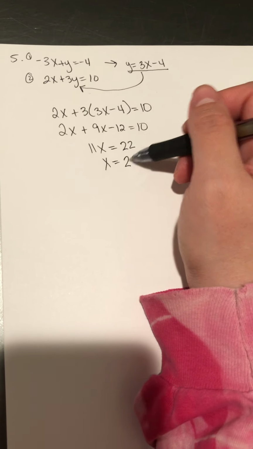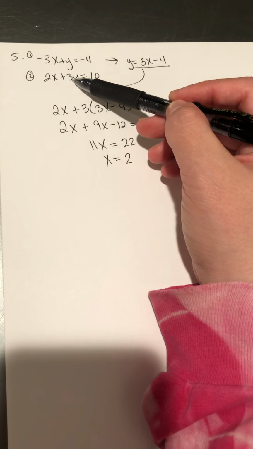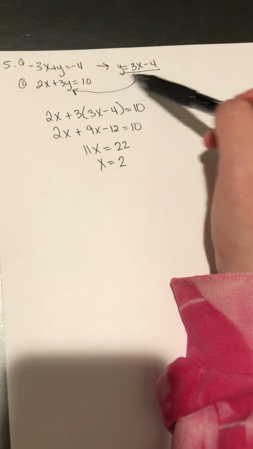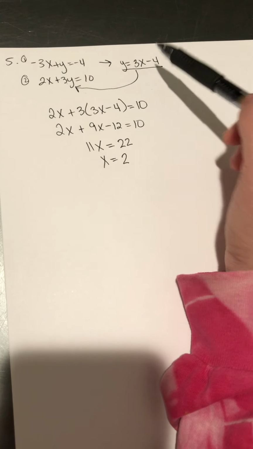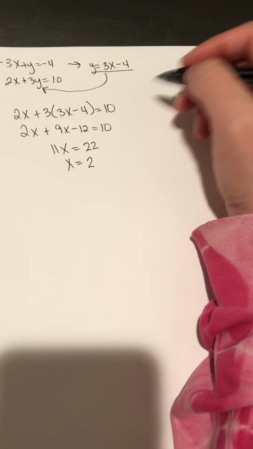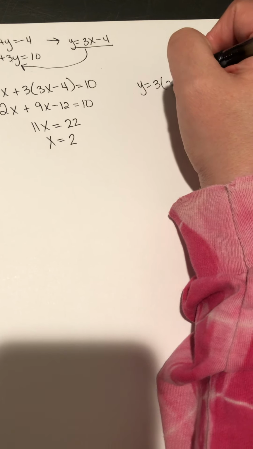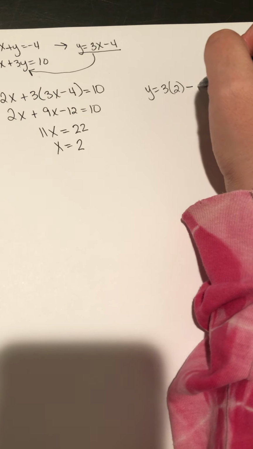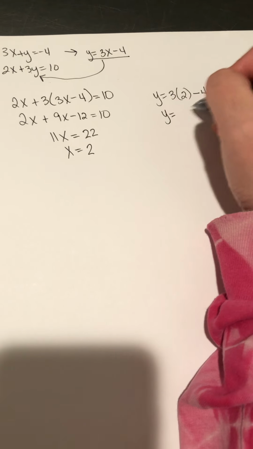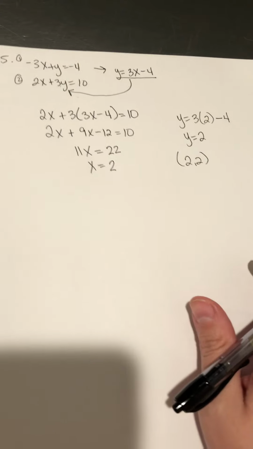That's not all though. Remember to go back. You can plug x is 2 into the first equation, you can plug it into the second equation, or you can plug it in over here. Since we solved for y over here, you can plug it in here to find y. So it doesn't matter which one you do. Just pick one. I typically will use this one. So y is 3 times 2 minus 4, so y is 6 minus 4, which is 2. So our solution is (2, 2).